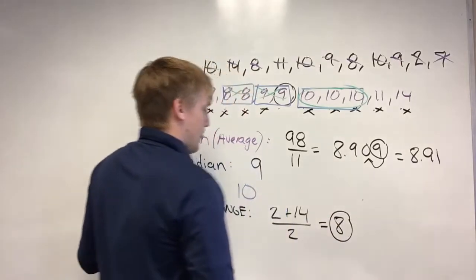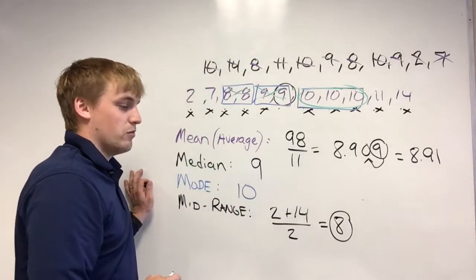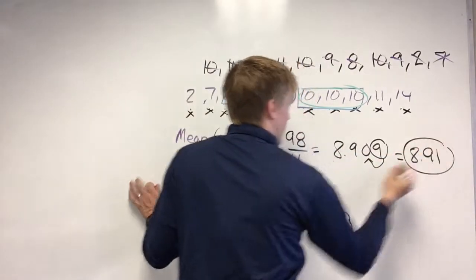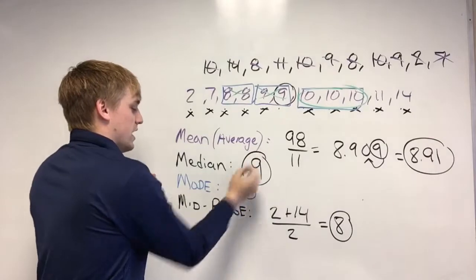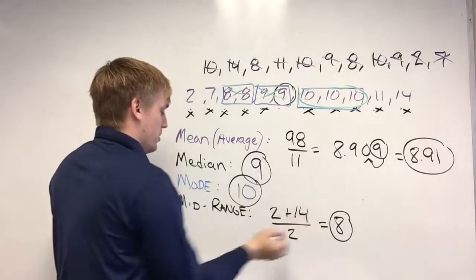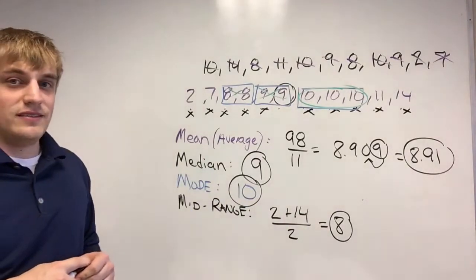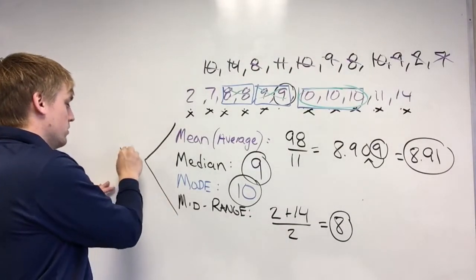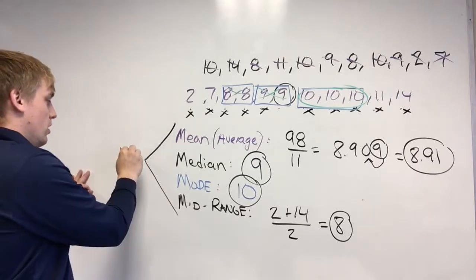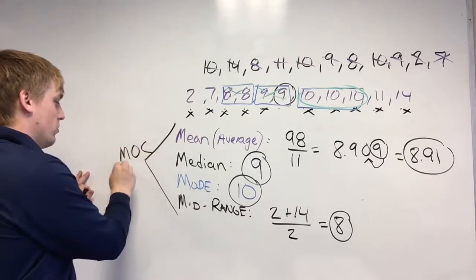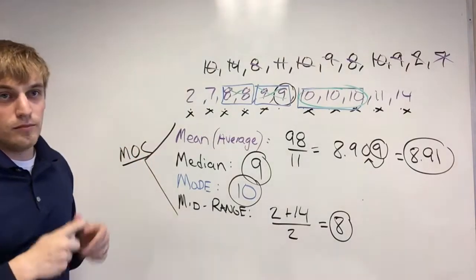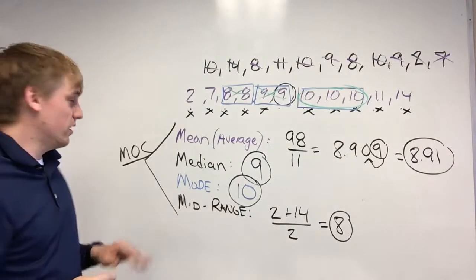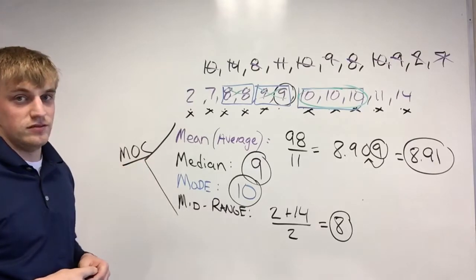So our mid-range is 8. So we have our mean was 8.91, our median was 9, our mode was 10, and our mid-range was 8. These were all measures of central tendency, or MOC. Not MOC, the school a little ways away. Okay? Measures of central tendency.